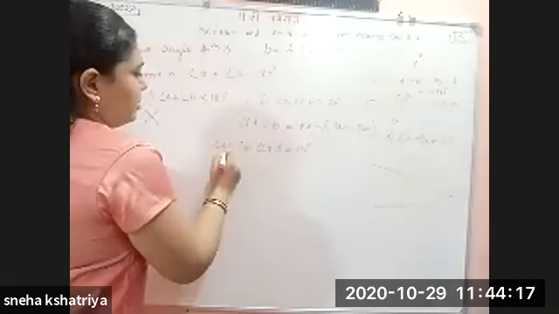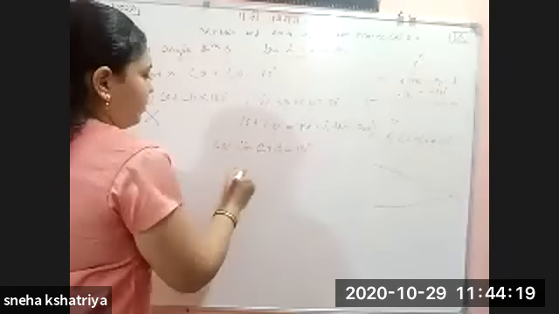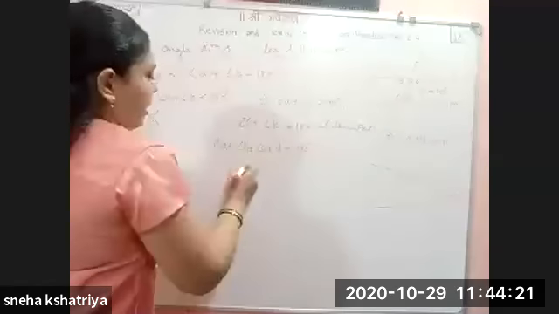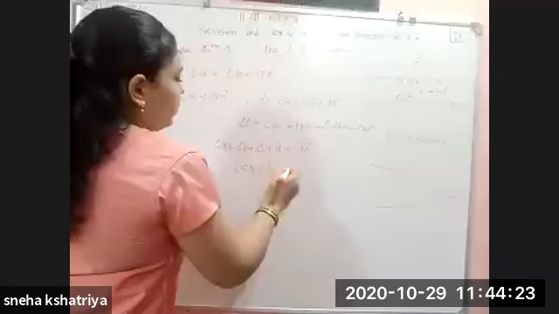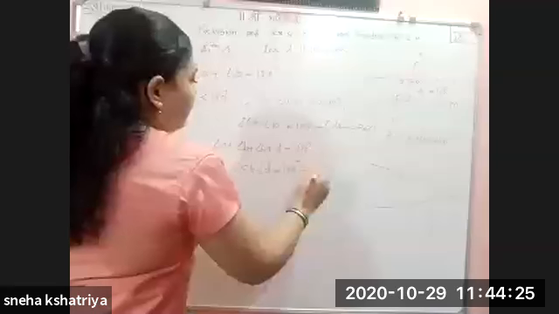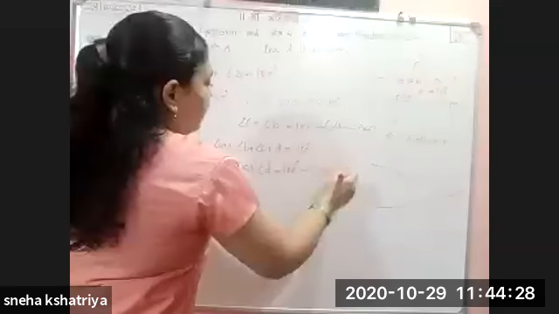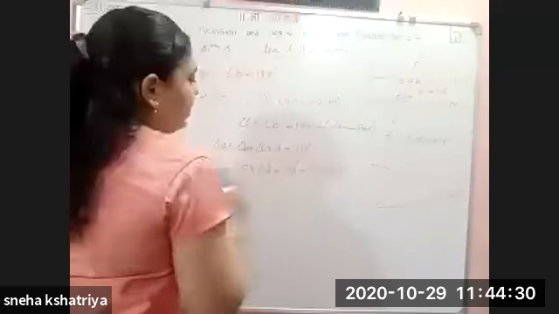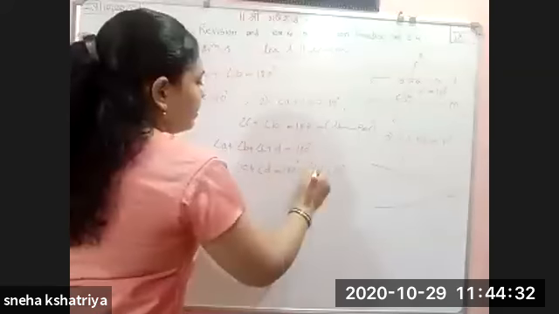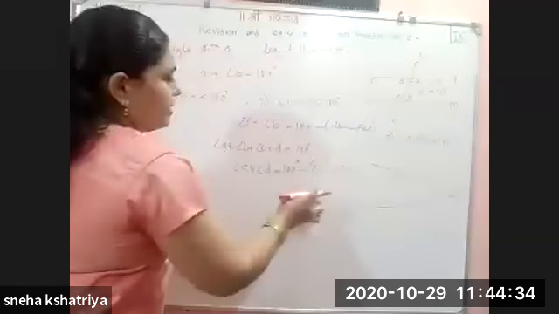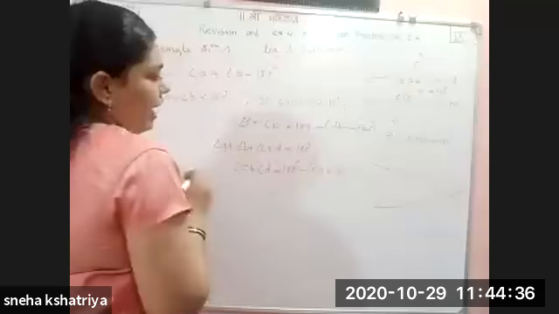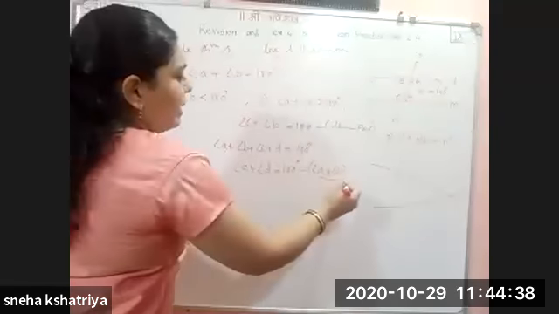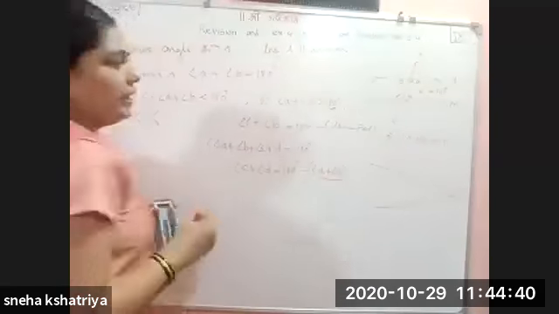We shift this A plus B to the right side. So we get angle C plus angle D is equal to 180 degrees minus angle A plus angle B. This A plus B will shift to the right side: 180 minus angle A plus angle B. But angle A plus angle B value is given as greater than 180.